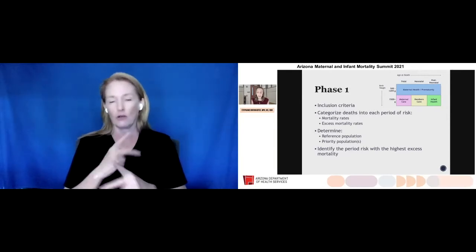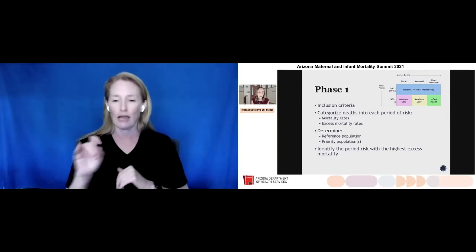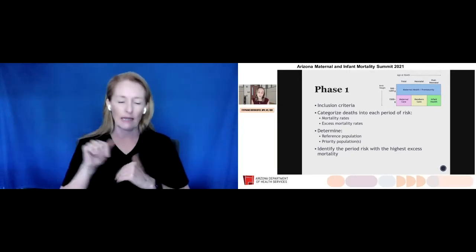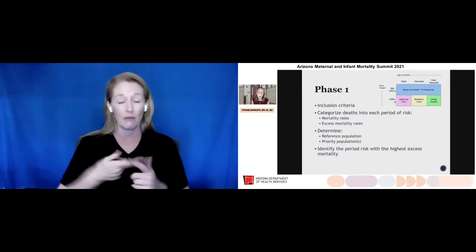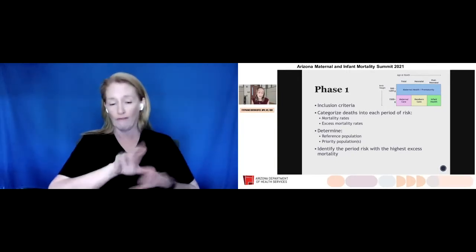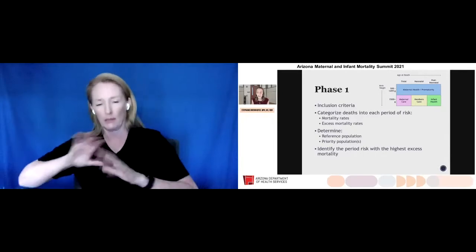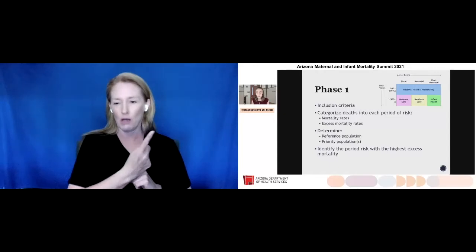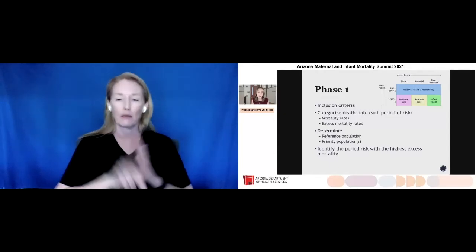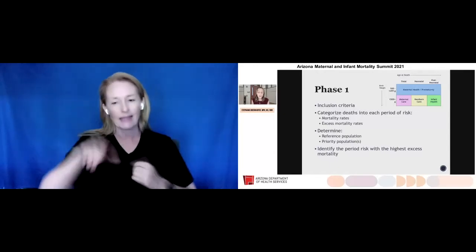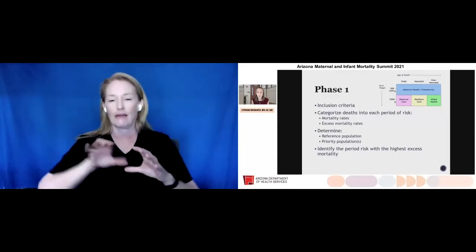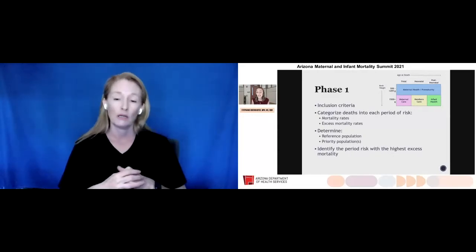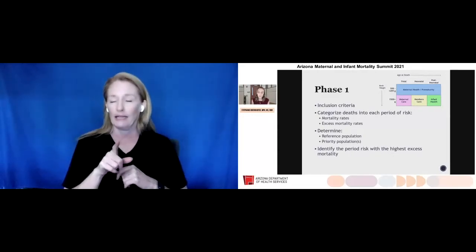And then based on those calculations, we determine who our reference population is and who our priority populations are. And then the final part of the stage is to identify the period of risk with the highest excess mortality rate within our priority populations. And it's really this result from phase 1, which guides us into phase 2.